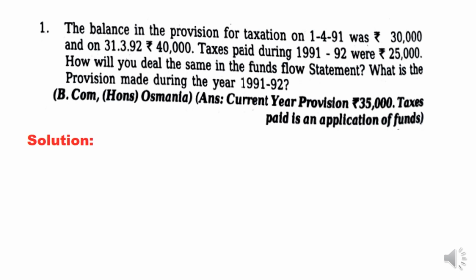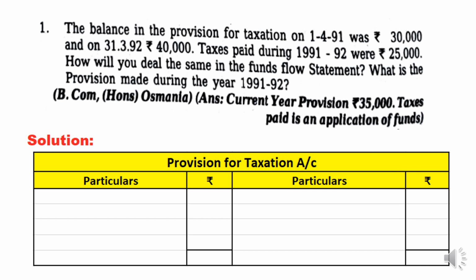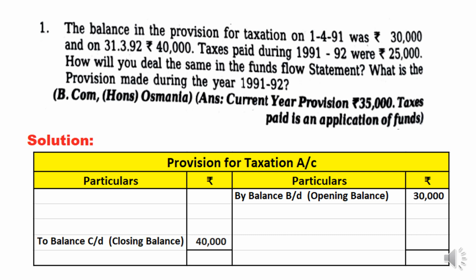So how to calculate? Just simply prepare a provision for taxation account. In that account, what will we write? Opening balance and closing balance. Since the provision for taxation account is a liability, it shows which balance? Credit balance. So by balance brought down, that is the opening balance, is 30,000, to balance carried down is 40,000. Why do we create this provision? Provision for taxation is created to make the payment of tax liability.